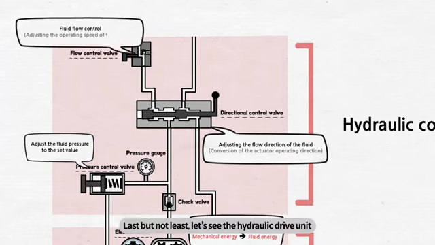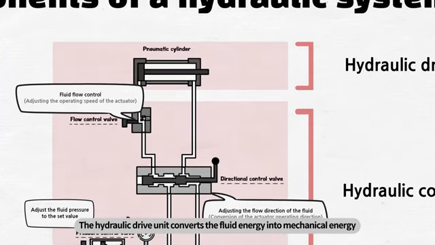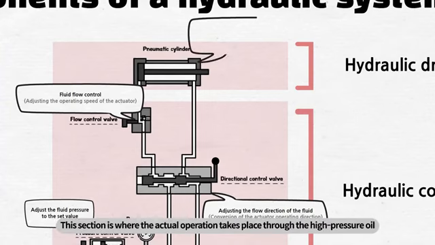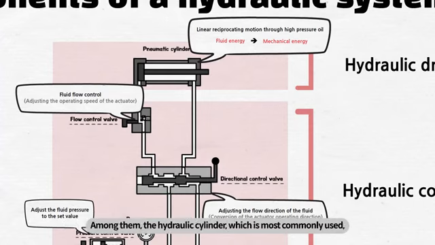Last but not least, let's see the hydraulic drive unit. The hydraulic drive unit converts the fluid energy into mechanical energy. This section is where the actual operation takes place through the high-pressure oil. A hydraulic cylinder and a hydraulic motor can be found here as a driving device. Among them, the hydraulic cylinder, which is most commonly used, carries out various tasks such as pushing, pulling, and moving objects through a linear and reciprocating motion.